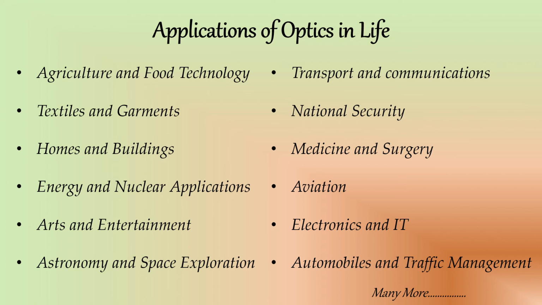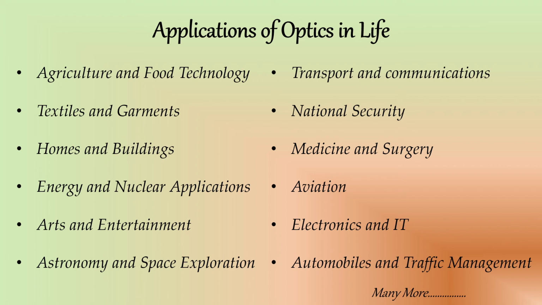After understanding what optics is and the branches of optical sciences, we will understand some applications of optics in daily life. Optics is used in agriculture and food technology, where and how? To see the crop yield, the growth process, how plant life is changing. It is used in textiles and garments, to fabricate them. It is also used in homes and buildings, like mirrors, glasses and windows. All these things are optics only.